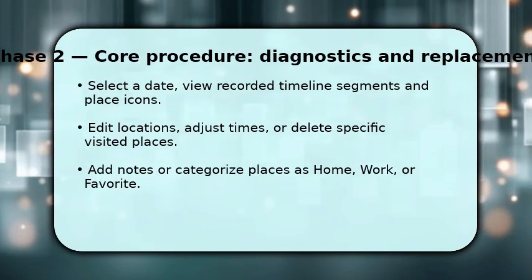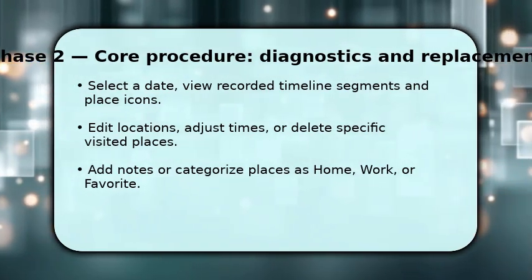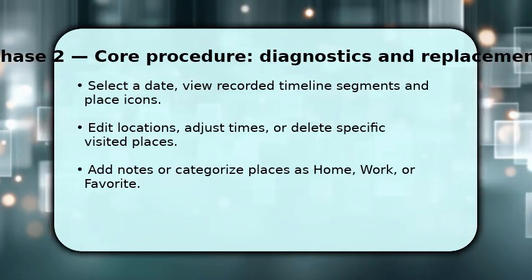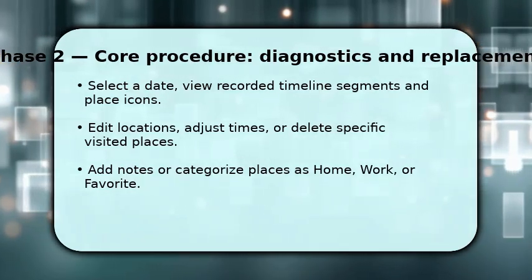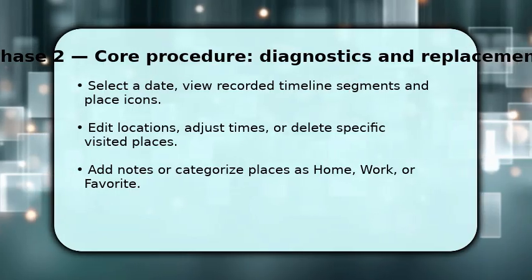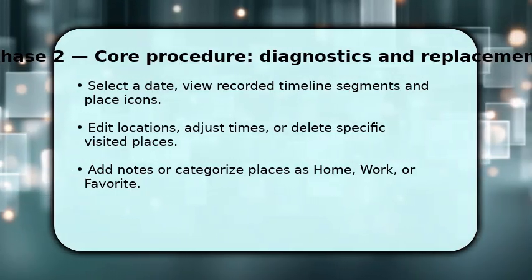Next, you inspect the middle details and correct errors so the timeline reflects reality. Select a date and scan the map and list view for stop names and route segments. This helps you spot misidentified places.